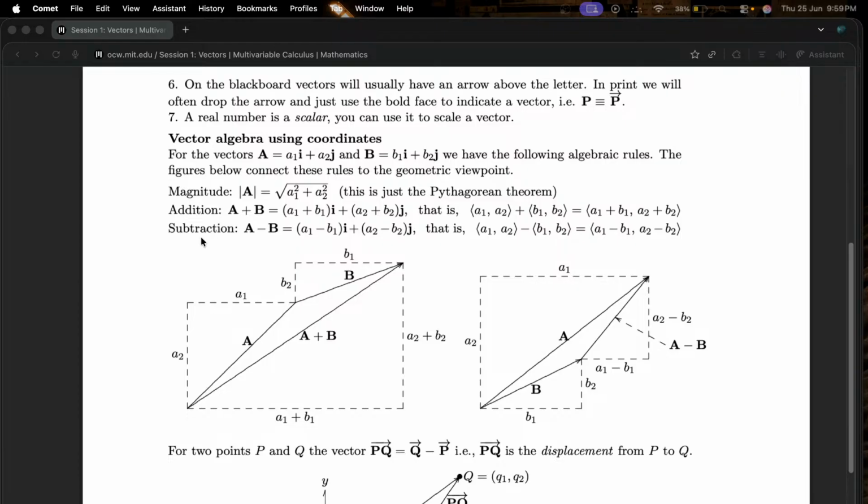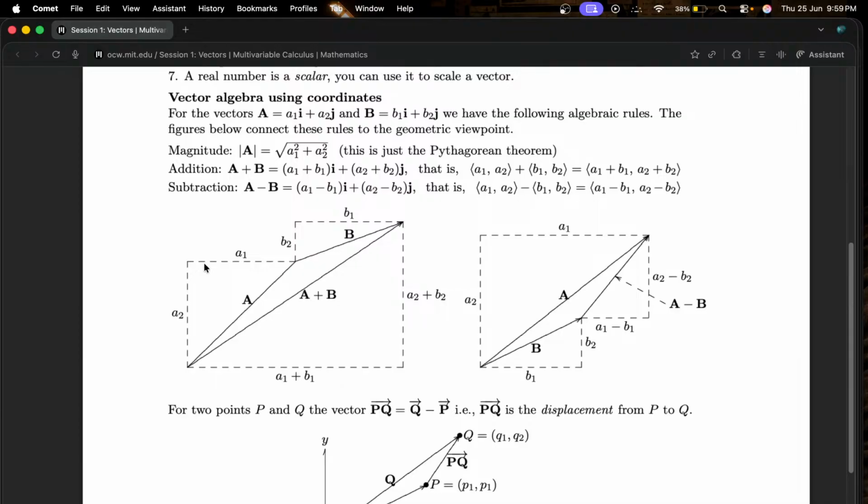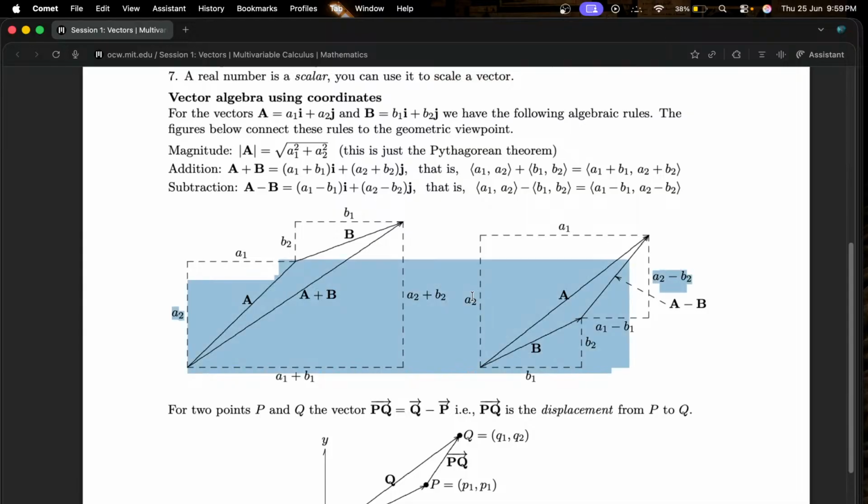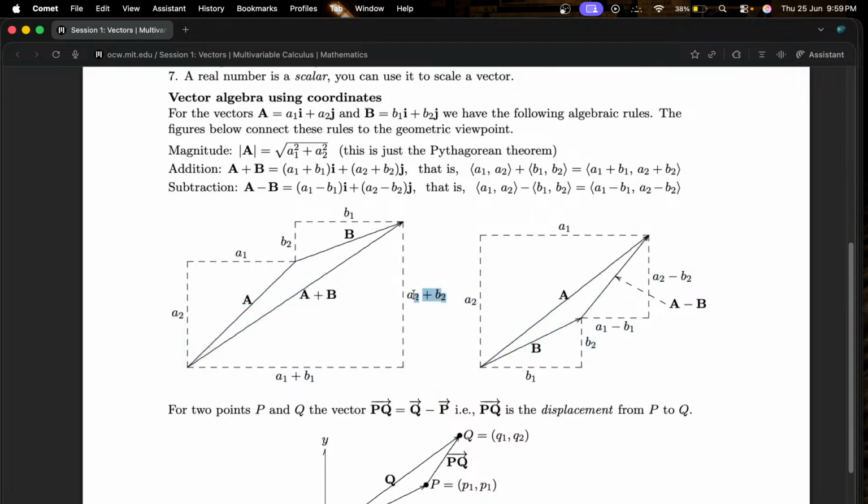Let's say on a plane, this is a plus b, which is the shortest path between vector a and vector b, and this is a2 plus b2, this section, and this section is a1 plus b1. Does it make sense? Let's have a look.